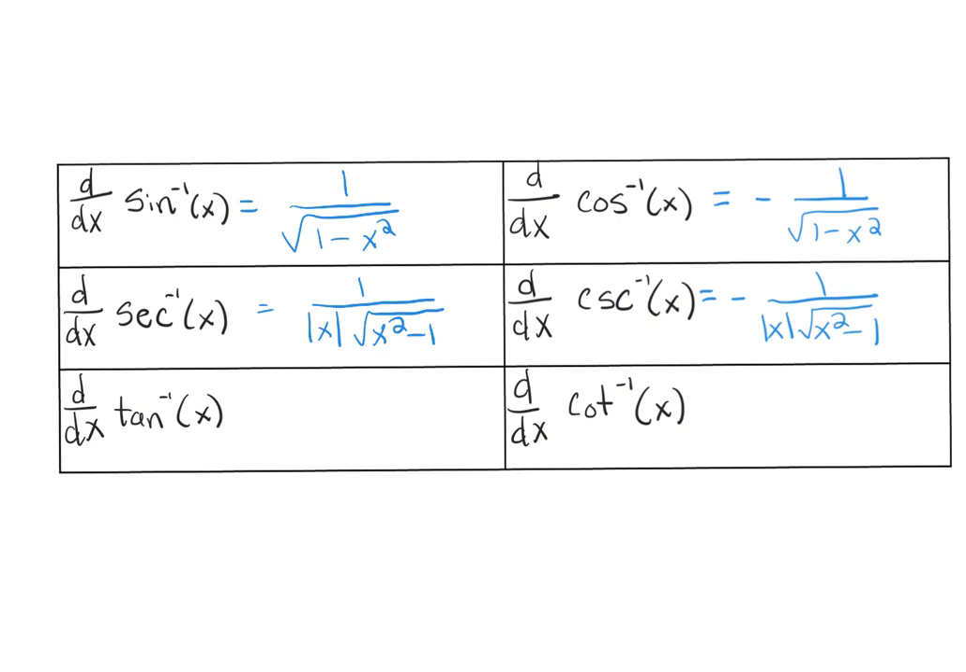Okay, tangent and cotangent are actually the two easier ones. 1 over x squared plus 1, no square root, and negative 1 over x squared plus 1. So notice how all of the co's are negative. Secant and cosecant both have that absolute value. Tangent and cotangent, neither of them have that square root. So once you have them memorized, they're easy to use. It's just a matter of can you memorize them.